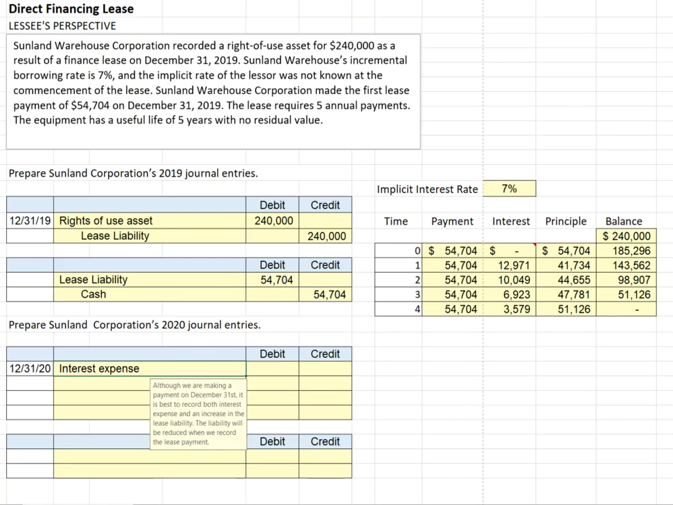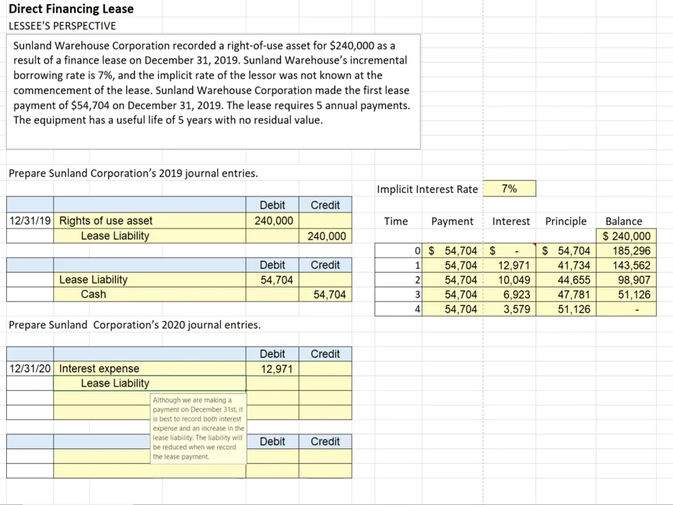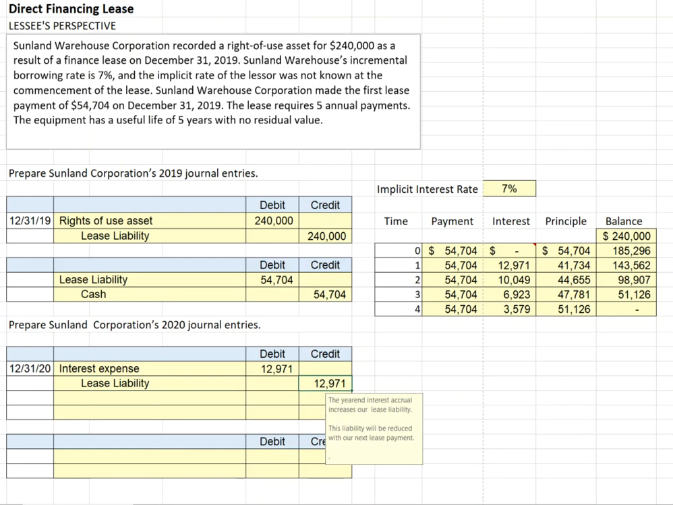First, on December 31st, we're going to have to record accrued interest expense of $12,971. That's directly from our amortization table. We will also then increase our lease liability because we're not making a payment of this interest until January 1. So our year-end interest accrual will always increase our lease liability, and that will of course be reduced when we make our payment on January 1.